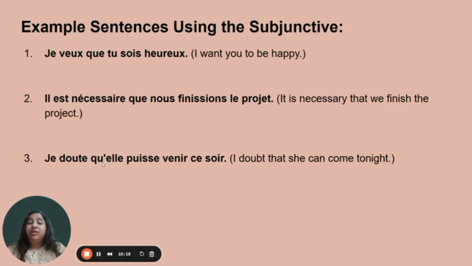Je doute que, now there is an uncertainty we are expressing. Je doute qu'elle puisse venir ce soir. Puisse comes from the verb pouvoir. Again, you have to go back and check the conjugations and be well versed in them to use them easily. And when to use it, as I already said, when there is uncertainty, when there is a doubt, or when you want to show your wish, then also we use it. I doubt that she can come tonight.